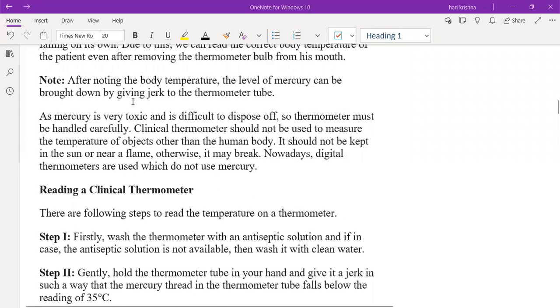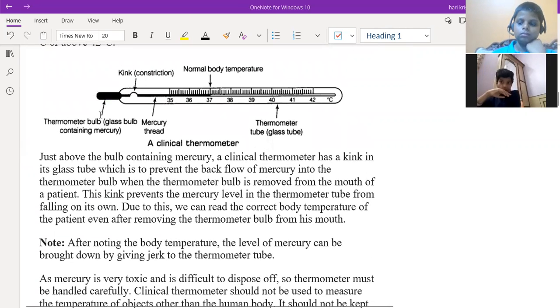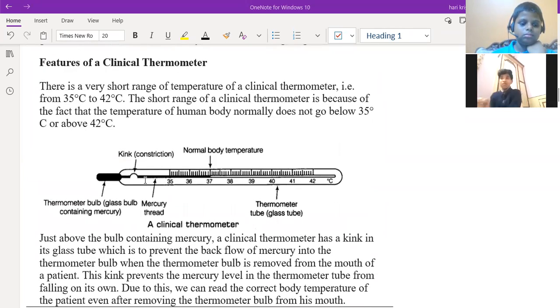Okay. So after noting the body temperature, the level of the mercury can be brought down by giving a jerk to the thermometer tube. But it's very dangerous. You have to be very careful in handling this clinical thermometer. We should not use a broken piece of this thermometer because it is glass only, right? When you are giving jerks, we should ensure that there is no breakage of this thermometer, because mercury is a metal, or not?